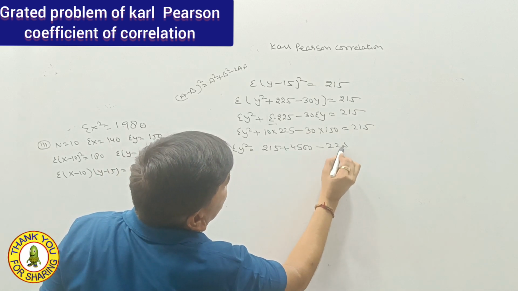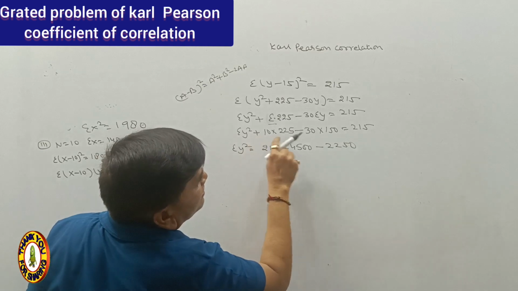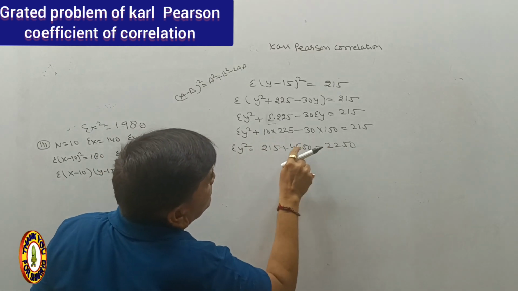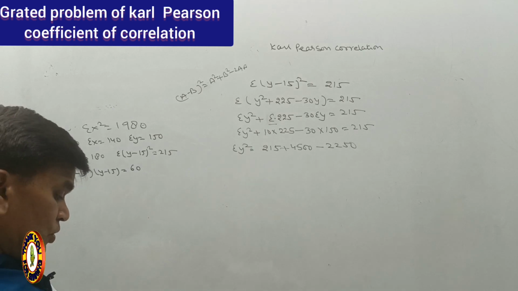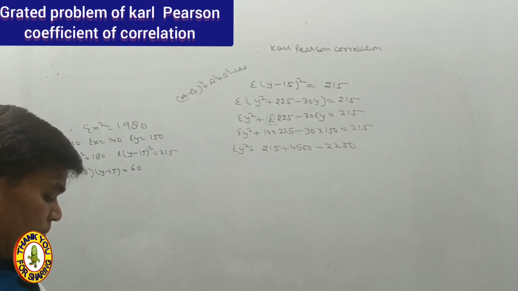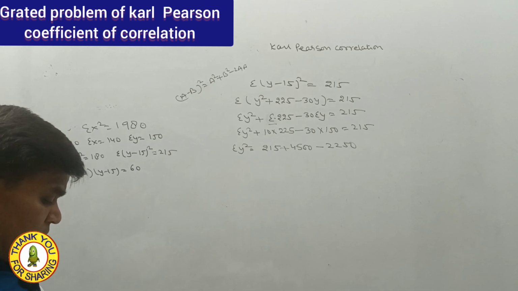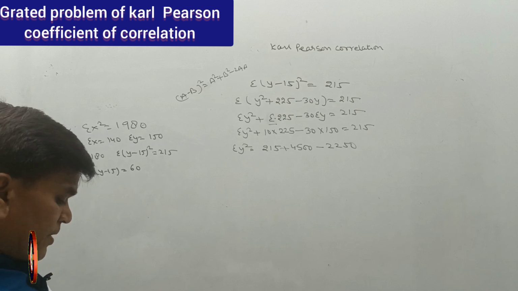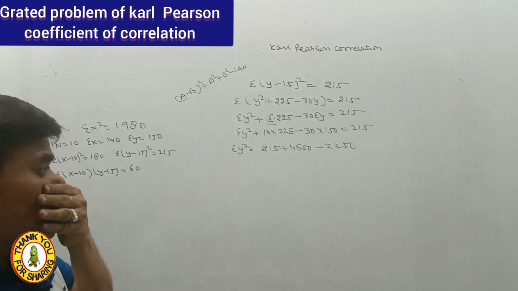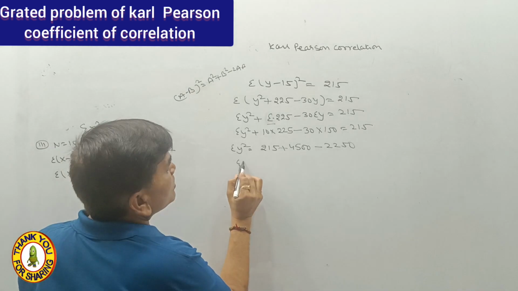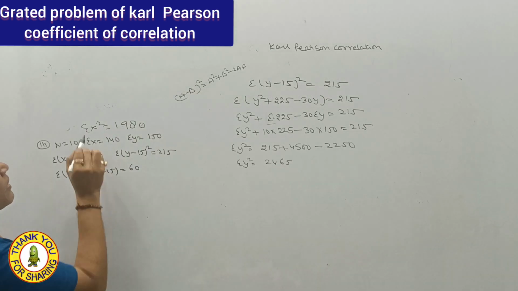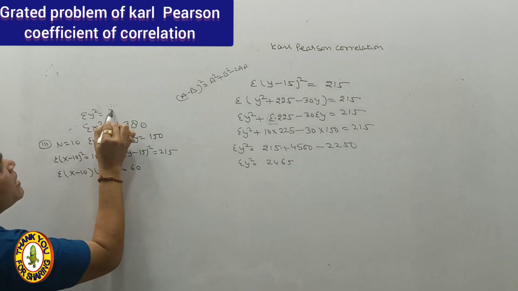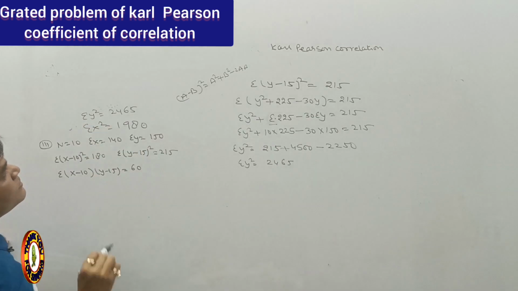minus 2250. This value plus coming here minus, this value minus coming here plus. So 215 plus value, 5 minus value plus value, minus 2250 is minus value. So 2465. So sigma y square is equal to 2465. So value of sigma y square we have calculated, that is 2465.